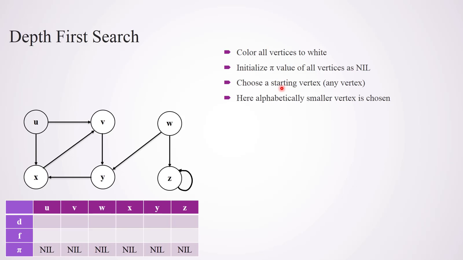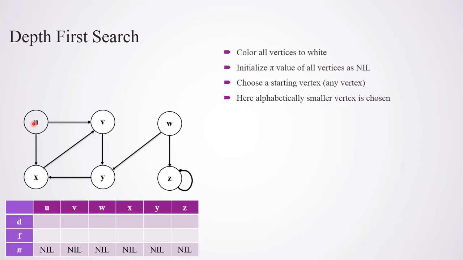Choose a starting vertex. For depth first search we have to choose a starting vertex. We can choose any vertex as the starting vertex. Generally what we do in depth first search is choose the alphabetically smaller vertex as the starting vertex. So among u, v, w, x, y, z, u is the alphabetically smaller vertex, so I am choosing u. One more thing, the data structure used in depth first search is a stack.